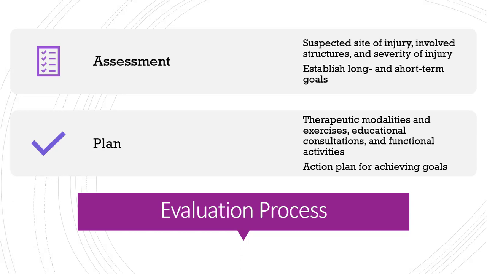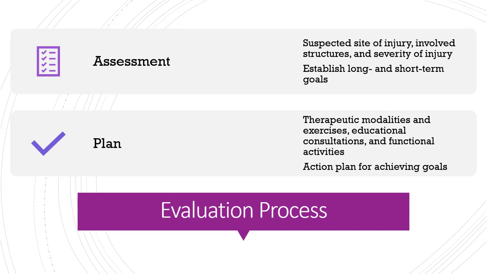Starting our evaluation process. Following the objective evaluation, the examiner analyzes and assesses the individual's status and prognosis, or what we think their outcome should be. A definitive diagnosis may not always be known. However, the suspected site of injury, involved structures, and severity of the injury should be documented if we can. We should also look for long-term and short-term goals.